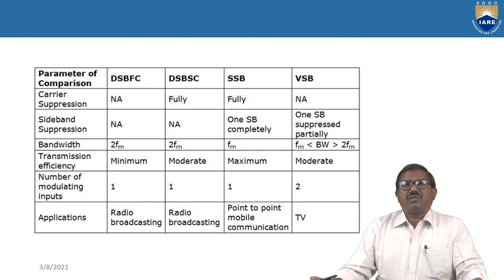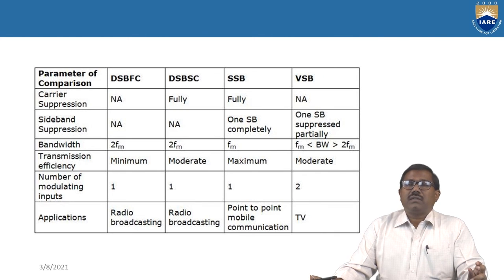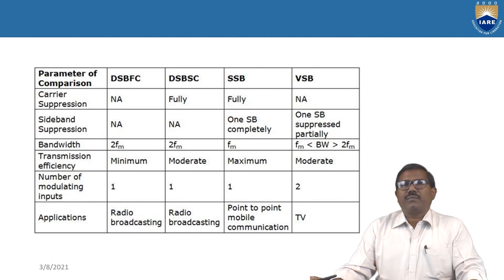So now the parameter is bandwidth. The bandwidth for standard AM is 2 fm. DSB is also the same. But in SSB, we are sending only one sideband, so it goes to half. So 2 fm by 2, you get fm. Whereas in VSB, we are sending one band fully and another part of the sideband, so that means it is more than that of SSB.